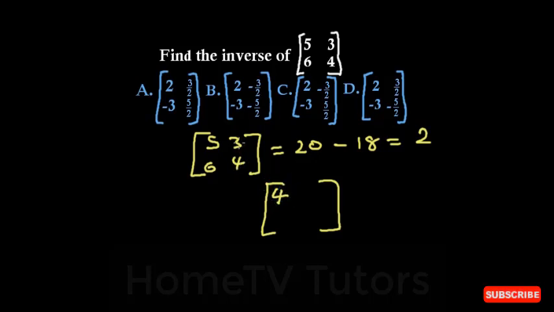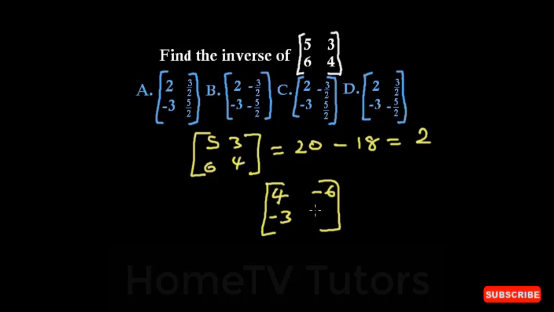Then for the element 3, if we strike out the line and the column containing the element, we are left with 6, and the place sign of this is minus, so we are left with a cofactor of minus 6. Then for the element 6, if we strike out the line and the column, we're left with 3, and the place sign of this is a minus sign, so we're left with minus 3 as the cofactor. Then for the last element 4, we strike out the line and the column, we're left with 5.